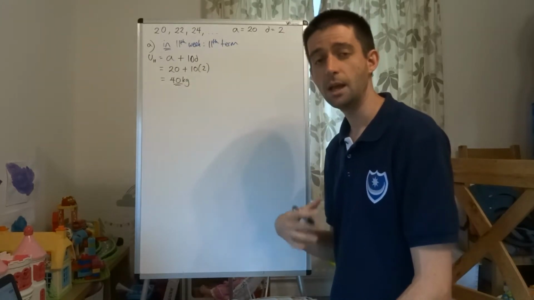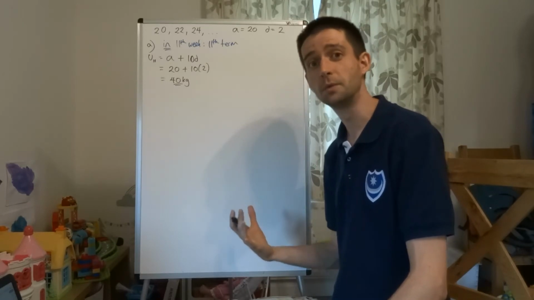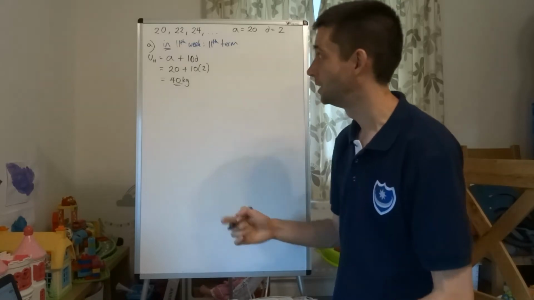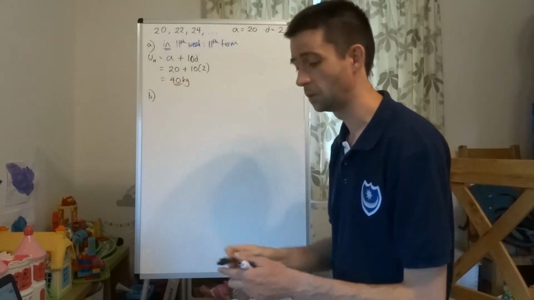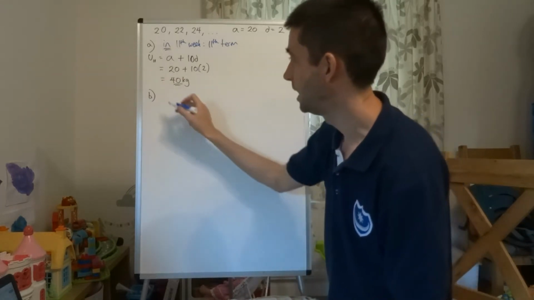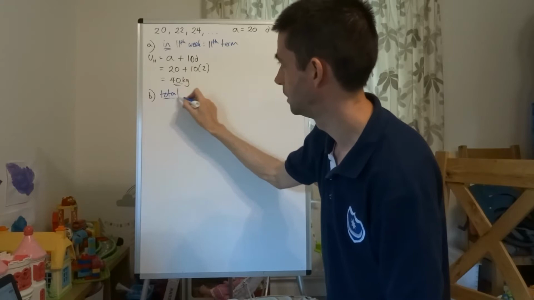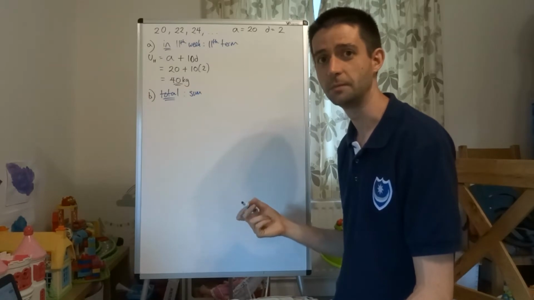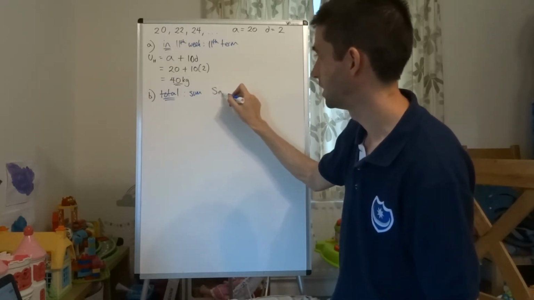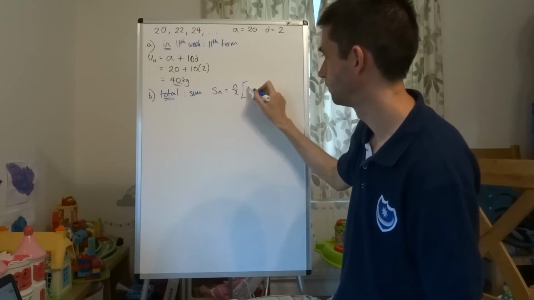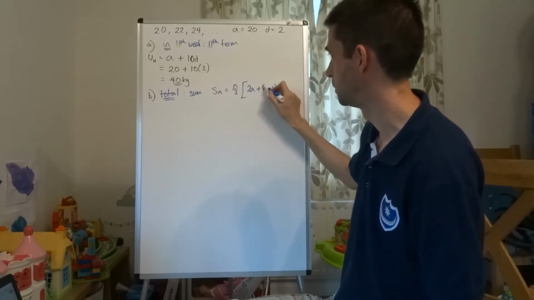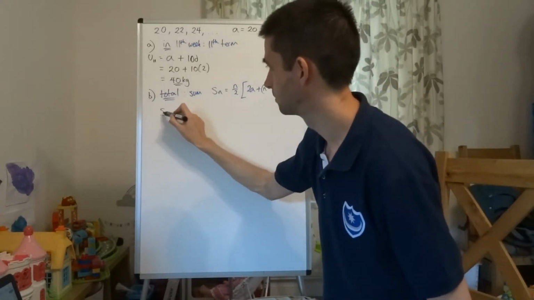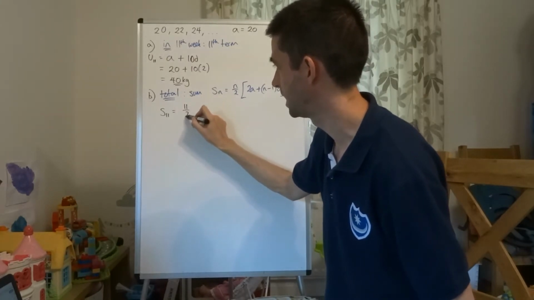Part A. Now part B is asking for the total weight of all the plums collected by the farmer in the first, up to and including the 11th week. Now the key word in part B, identifying whether we're looking for a sum or a term, is "total". That key word total tells you that we're looking for a sum, and we're looking for the sum to 11 terms. So we're going to be using that formula, sum to n equals n over 2, 2a plus n minus 1 d. Because we're looking for the sum to 11 terms, n is 11, so I'm going to replace n with 11.